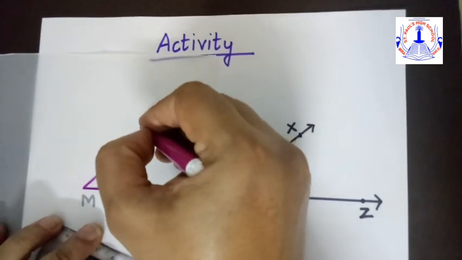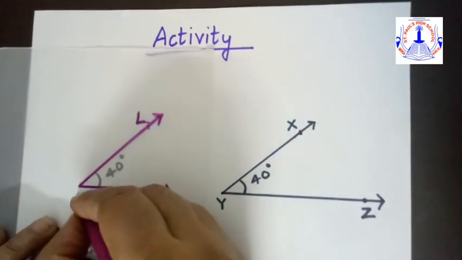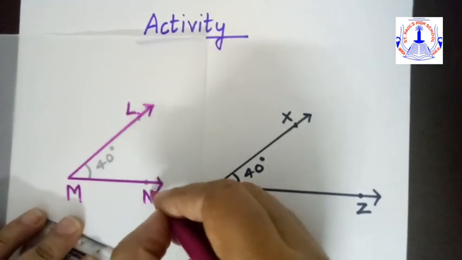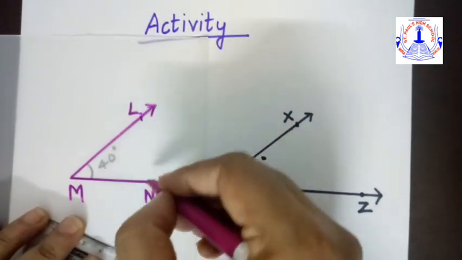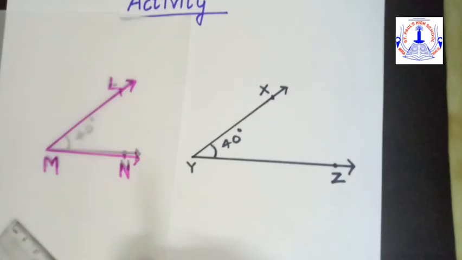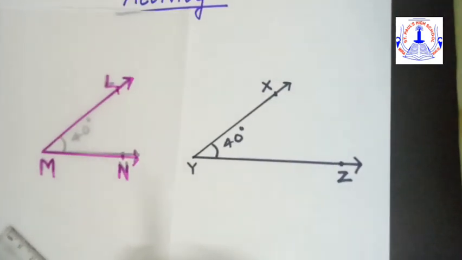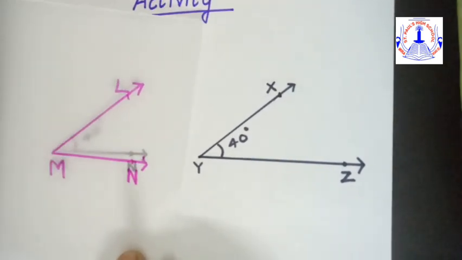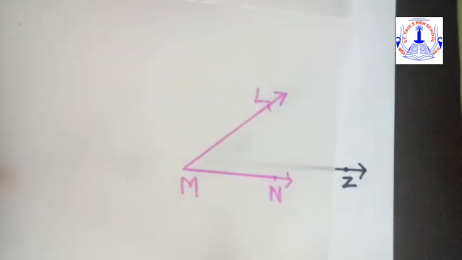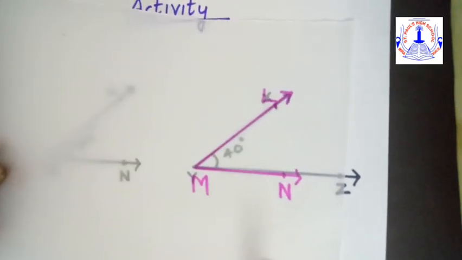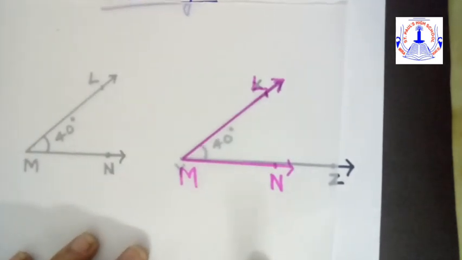Along with the name of the angle, that is angle LMN. We have traced the angle LMN on the transparent paper. Now we will lift the transparent paper and place it on the other angle, that is angle XYZ.